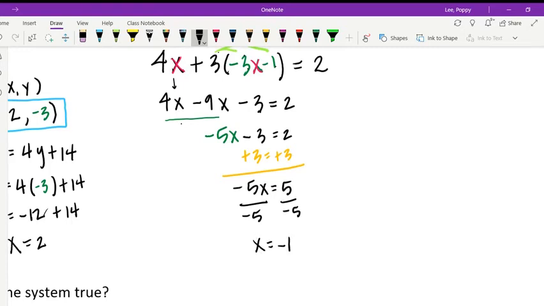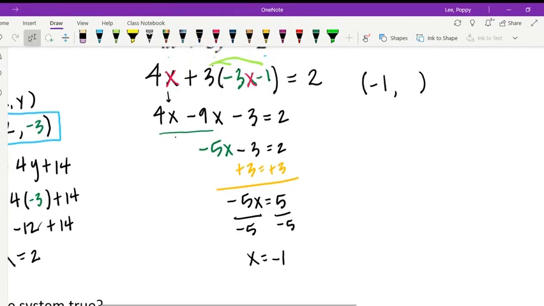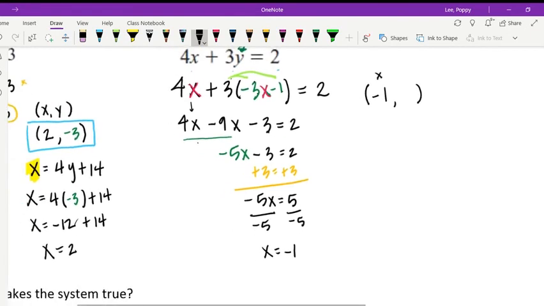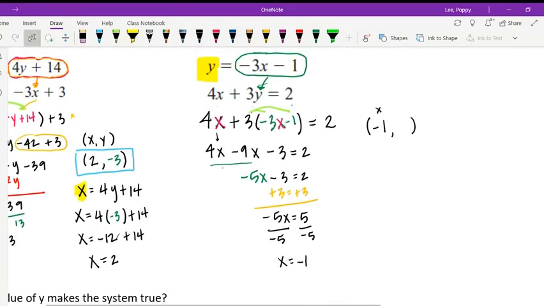Oh yeah, -1. So in our ordered pair, we have our first value. We know that the x value is -1. We just found it. We just went through all that work and we found it. Now, the second part is the easier part. I've got to figure out what y is.